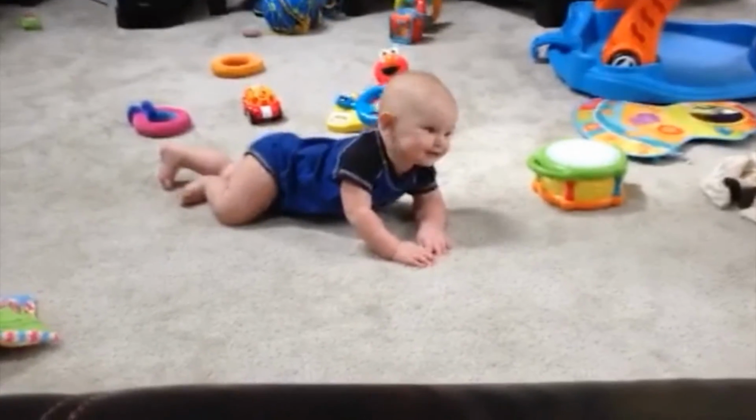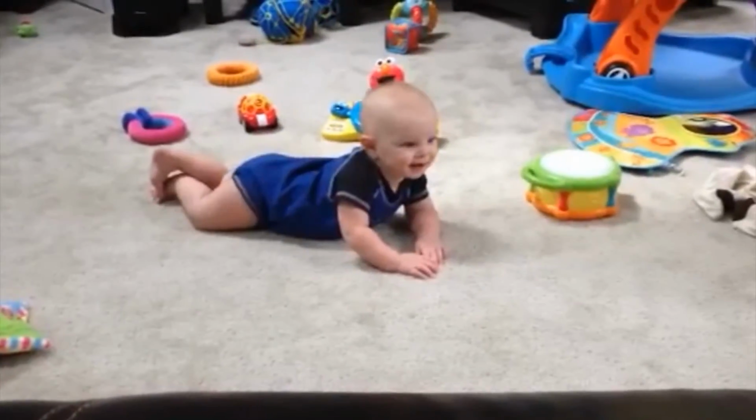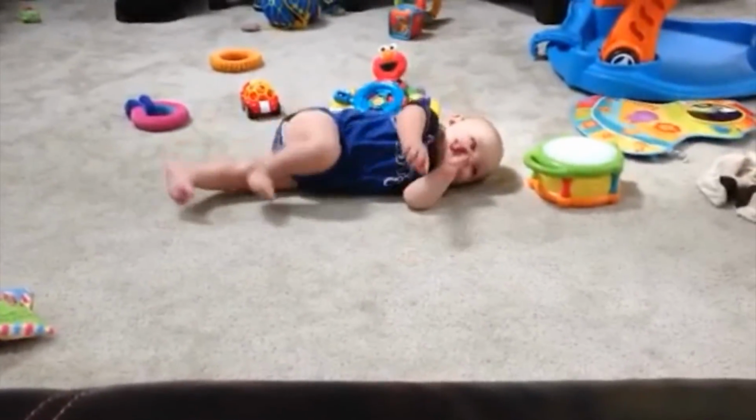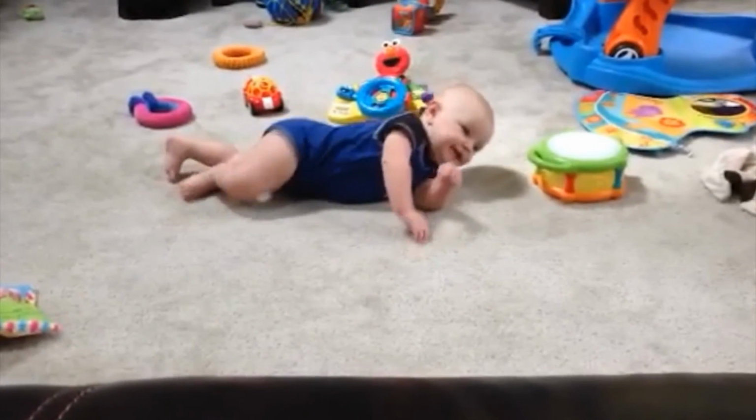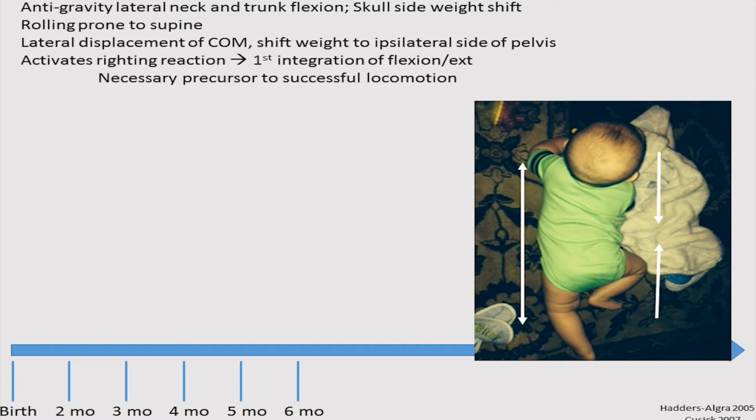He's getting a lot of sensory input again through his pelvis and through his spine from the floor, as he's learning to shift his weight. And you can see that that flexion and extension pattern is also really important into developing locomotion, whether that be belly crawling or quadruped crawling on the floor.